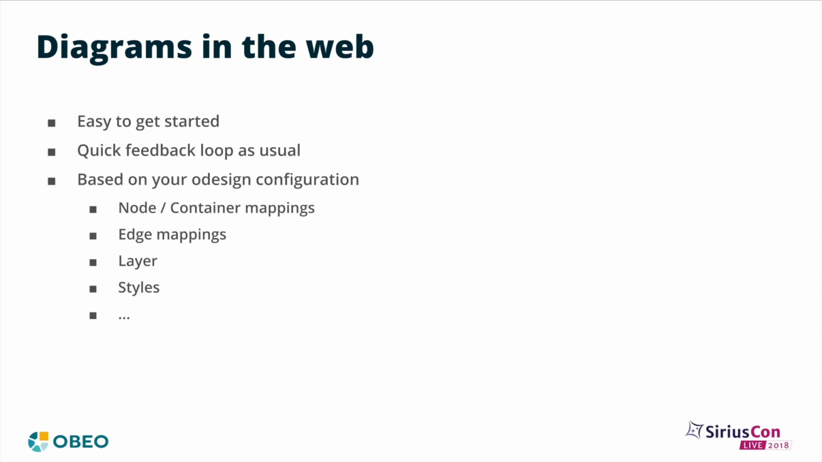With this work, it is easy to get started thanks to a quick feedback loop. You can, as usual, open your diagram and its definition side by side and update the definition to see the updated diagram in real time. We are leveraging most of the concepts you are familiar with inside of your ODesign, such as node, container, and edge mappings, layers, styles, and more.